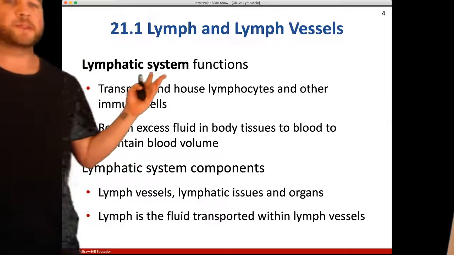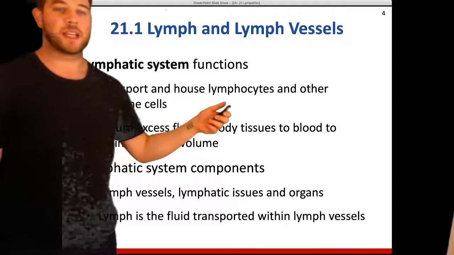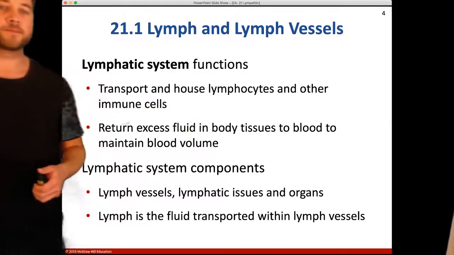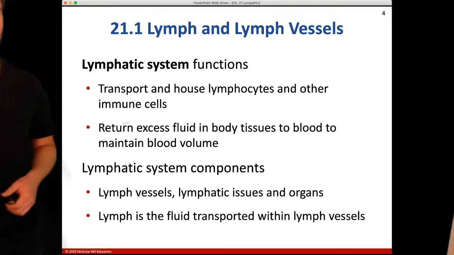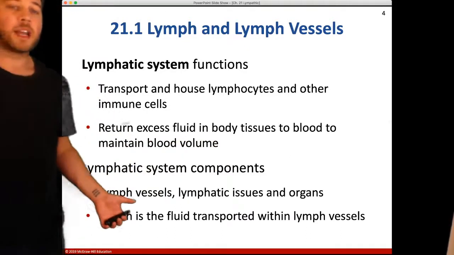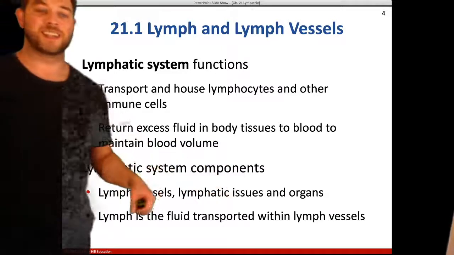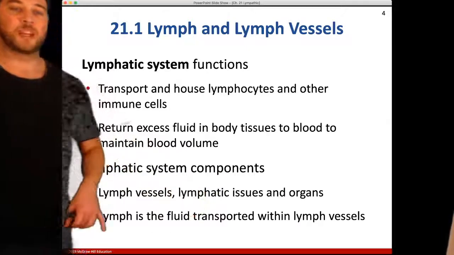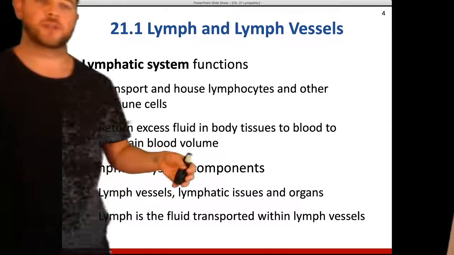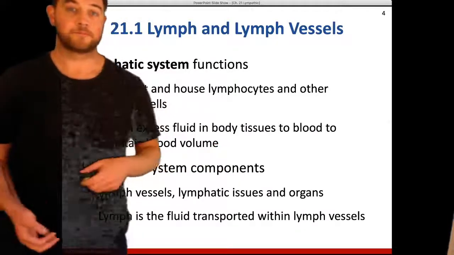So for the lymph system functions, it transports and houses lymphocytes and other immune cells. You'll remember that lymphocytes are a type of leukocyte. They return excess fluid in body tissues to blood to maintain blood volume, and it has lymphatic vessels, lymphatic tissues, not issues, and organs. And lymph is the fluid transported within lymph vessels. It comes from the interstitial fluid. Once it actually enters lymphatic vessels, that's when it becomes lymph.